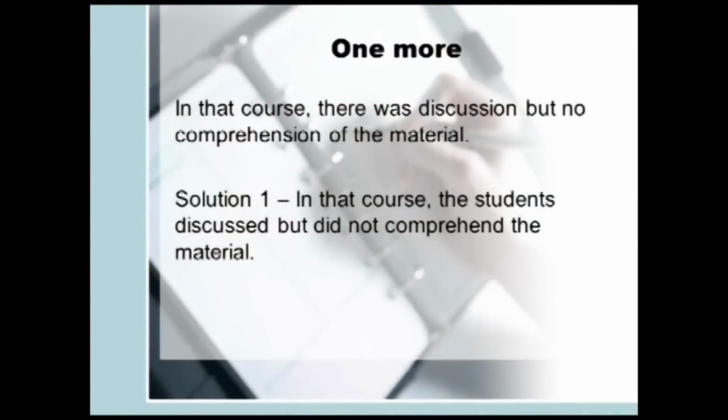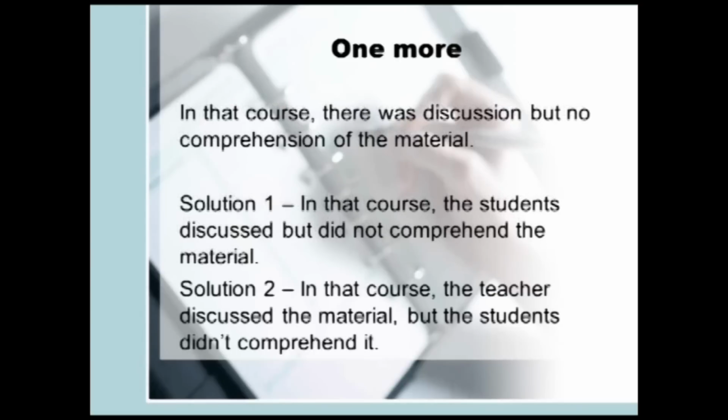In fact, this is a good sentence to end on because it suggests the weakness of passive. It could be the same agent doing both of those verb actions. It might be different agents. So one solution might be, in that course, the students discussed but did not comprehend the material. Or it could be, in that class, the teacher discussed, but the students did not comprehend the material. It could even be, God help you, in that class, the teacher discussed, but did not comprehend the material. Right? In that case, the teacher's not doing a great job if he or she doesn't understand it.